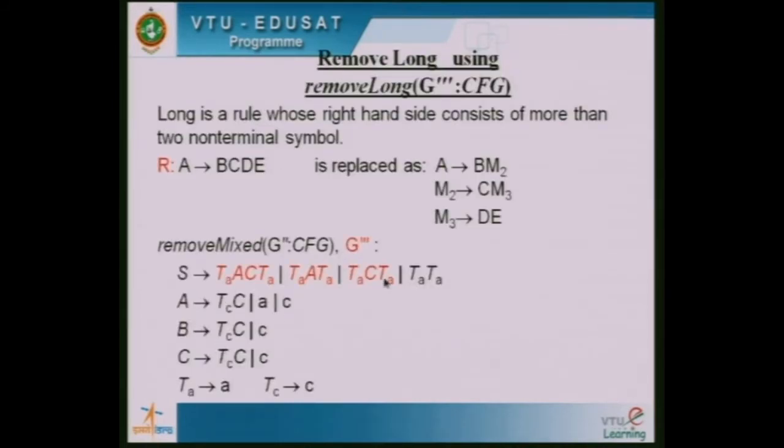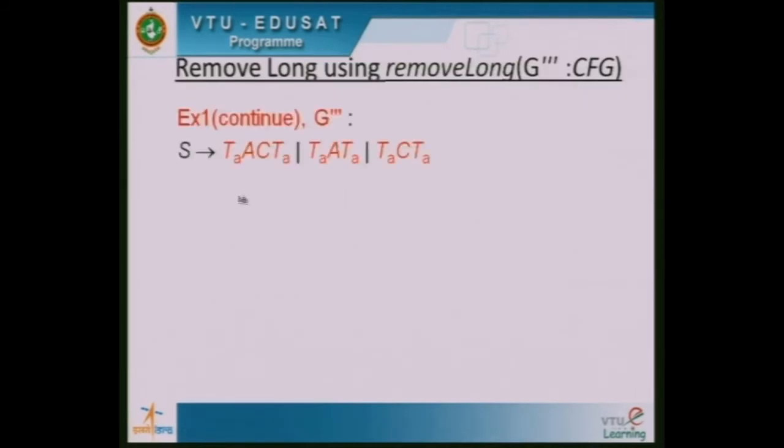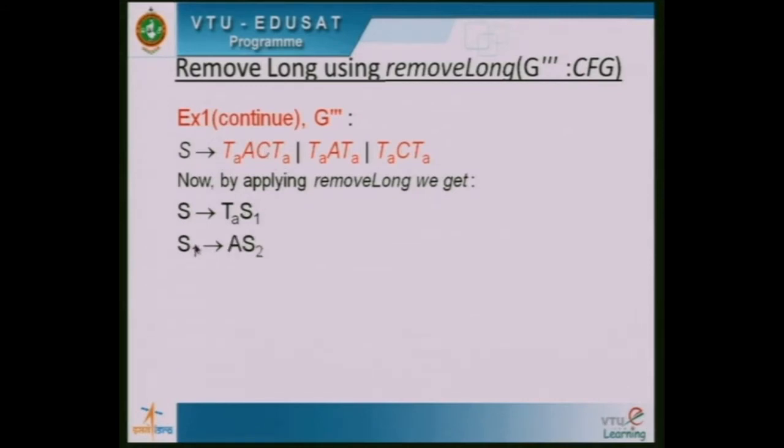Given this grammar, if you see here, TA, it is already in CNF form, TC, AC, TC, C, TC, C, A, C. All these production rules in black are already in CNF. The only rules which are not in CNF are TA, AC, TA, TAA, TA, TAC, TA. So this can be replaced, applying the remove long algorithm, as S tends to TA S1. What is S1? A S2. What is S2? S2 is C TA. So these three rules are written for this long rule.